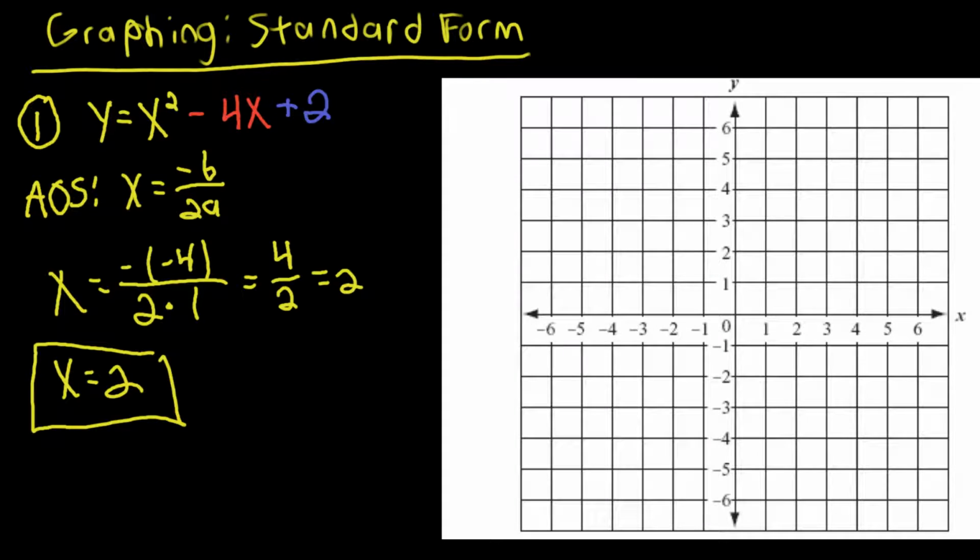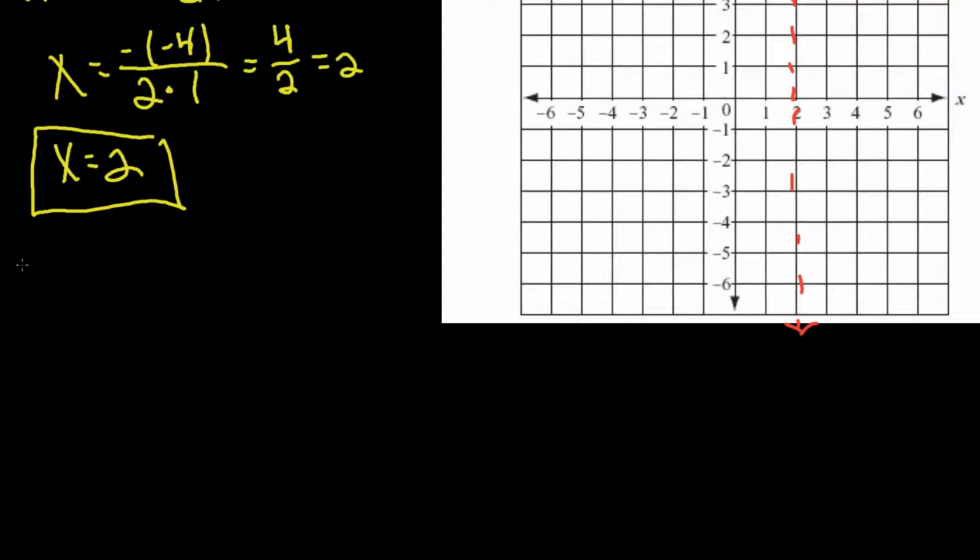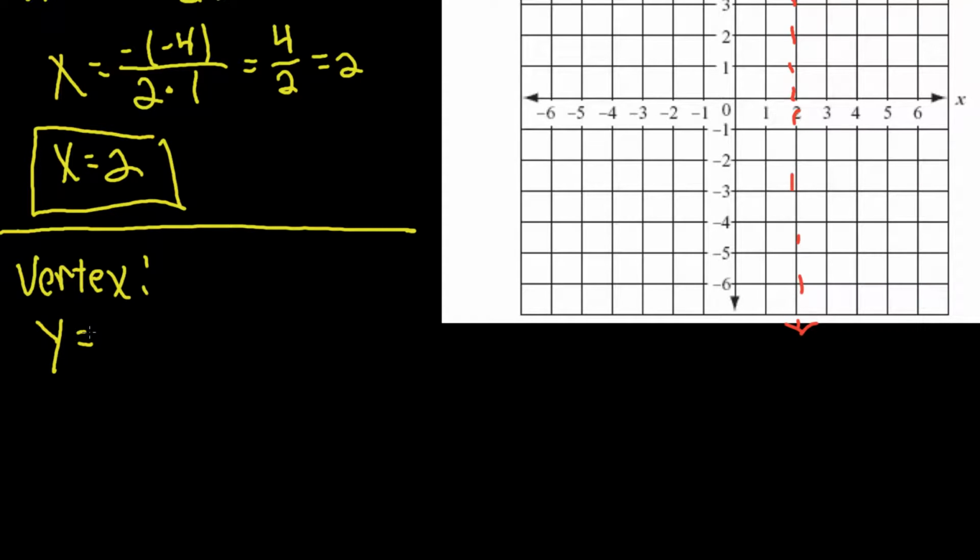So now I can go to my graph, go to where x equals 2, right around here, and draw a dashed vertical line. Okay, so my next step is to find my vertex. My vertex is when I take x equals 2 and plug it into my original equation.